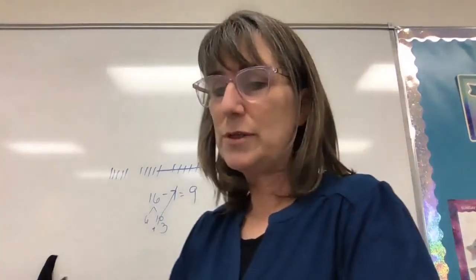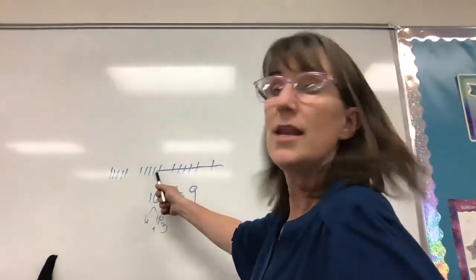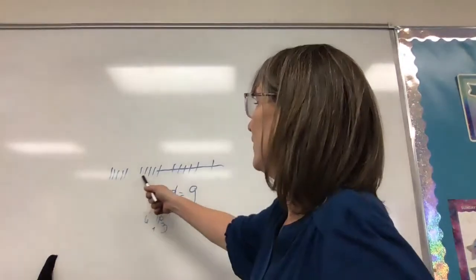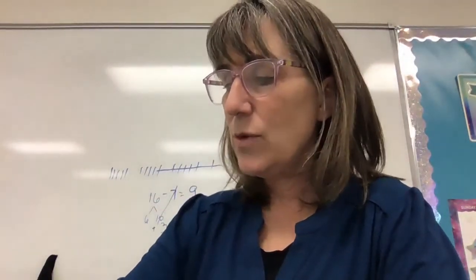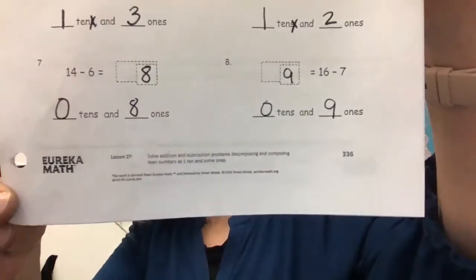So all it said to do was solve the problem. Now, are there any 10s left? Nope. There's only 5 and 4 more. So there's 0 10s, but there's still 9 1s. So all we're going to do is write the number 9 in our box right there. There it is.